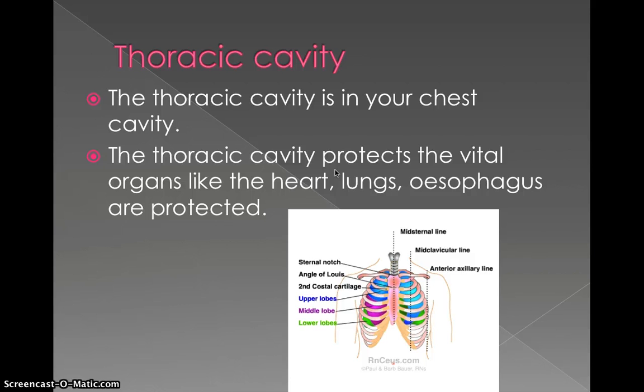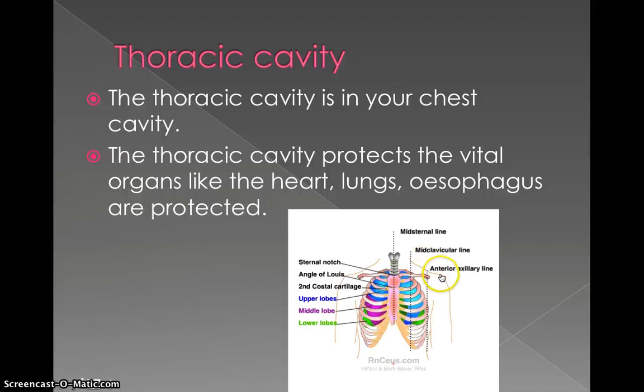Thoracic cavity. The thoracic cavity is in your chest cavity. The thoracic cavity protects the vital organs such as your heart, your lungs, and your esophagus, and they are all protected. As you can see by the picture, to help you with the lobes, you've got the inner lobe, which is green, your outer lobes, which are coloured blue, and then your middle lobe on the right lung, which is purple.